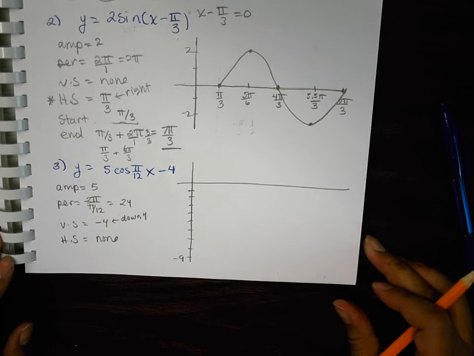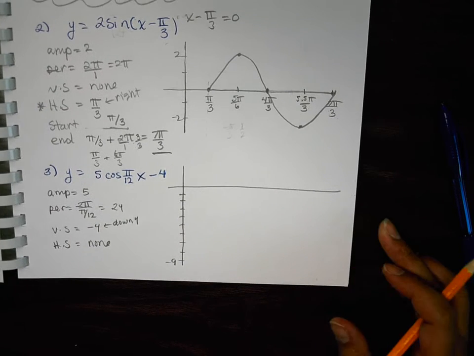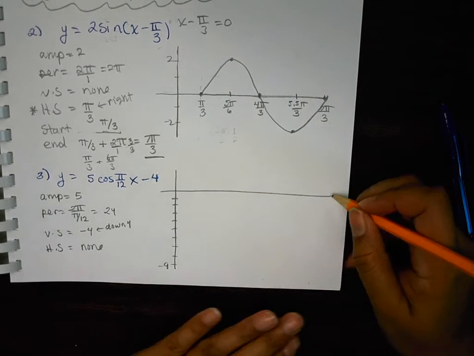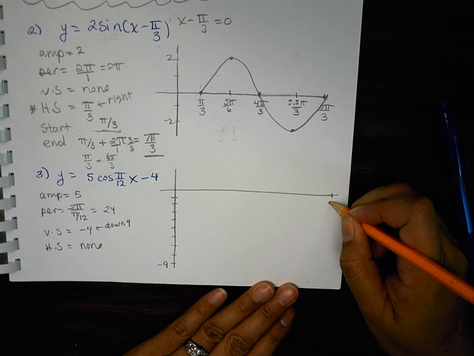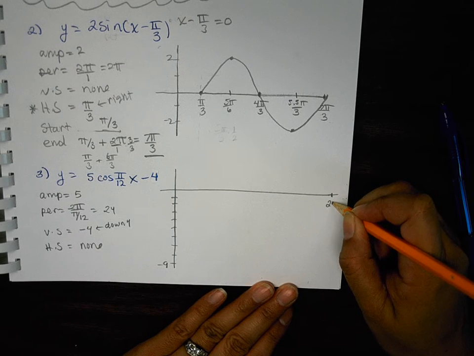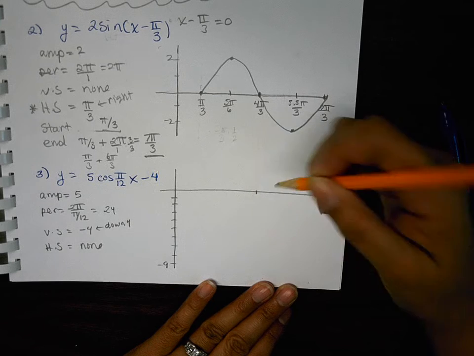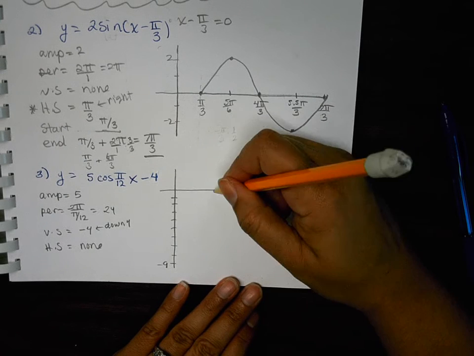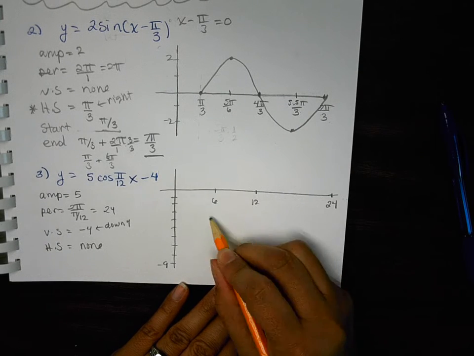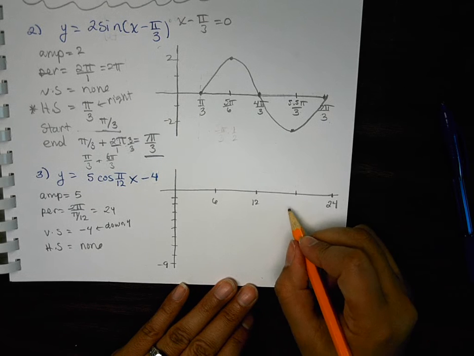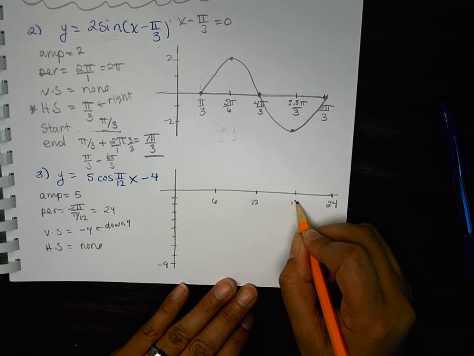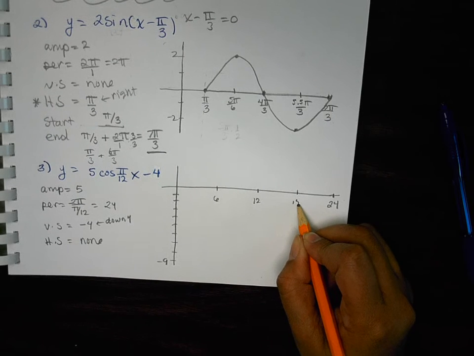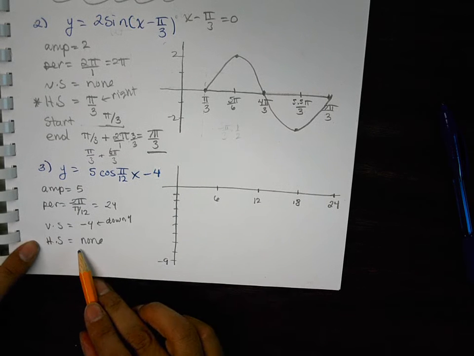And because there's no horizontal shift, I'm starting at 0 and ending at what? 24. What's 24 cut in half? 12. What's 12 cut in half? 6, 12. What's this going to be? 18. What do we do first? The shift. 1, 2, 3, -4.